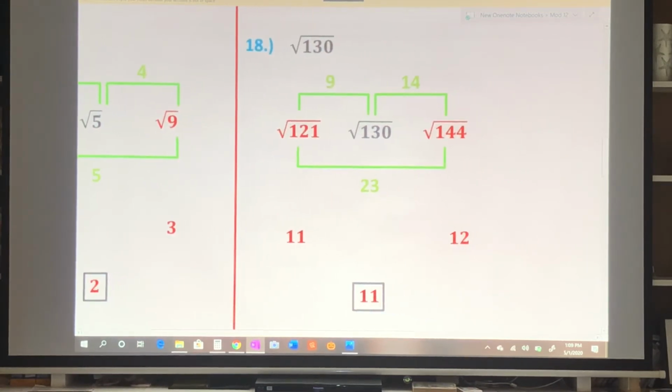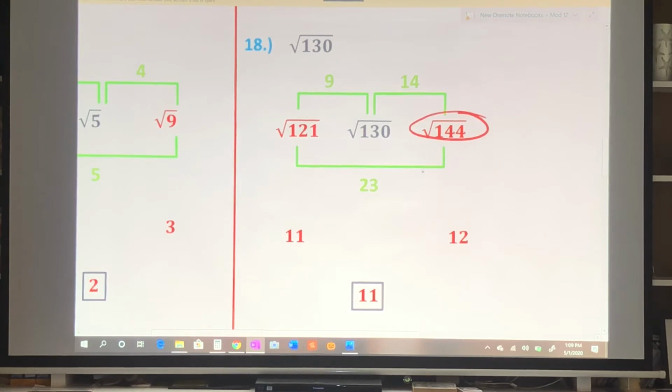The square root of 130. Well, 144 is over here, and that's 12. The previous number would be 11, and if I square that, I get 121. Which one is it closer to? Well, from 121 to 130 is plus 9. From 130 to 144 is plus 14. The total distance between 121 and 144 is 23 steps. And if I add these two together, it should also equal 23, and it does.